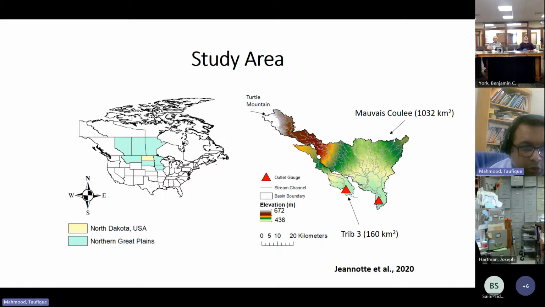Here we're looking at the two headwater basins that drain to Devil's Lake. One is the Mavekuli Basin. We have a USGS gauge at the Mavekuli USGS gauge there. Another is the Trip 3, where this is located, and it's also merging with the Mavekuli at the end and draining to Lake Alice.